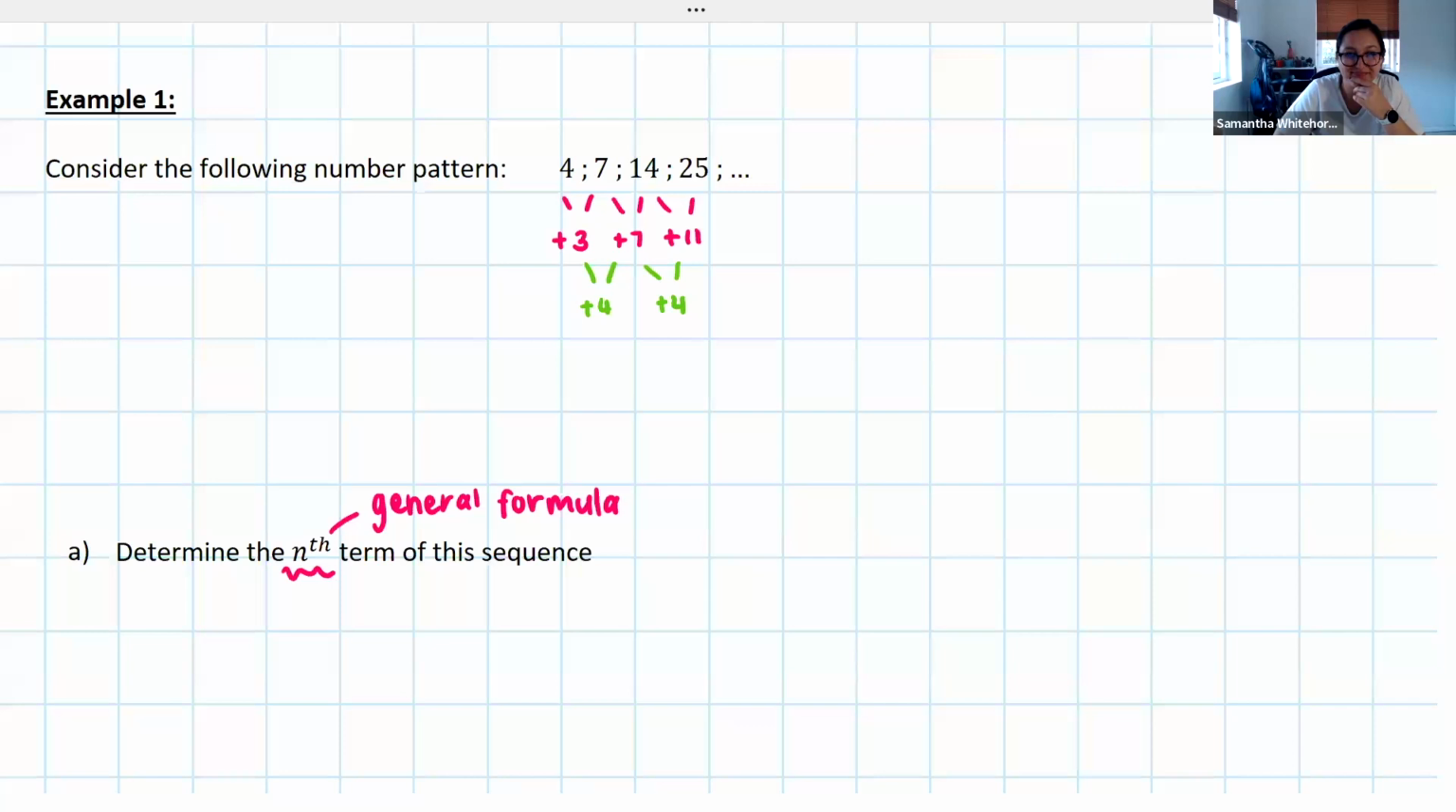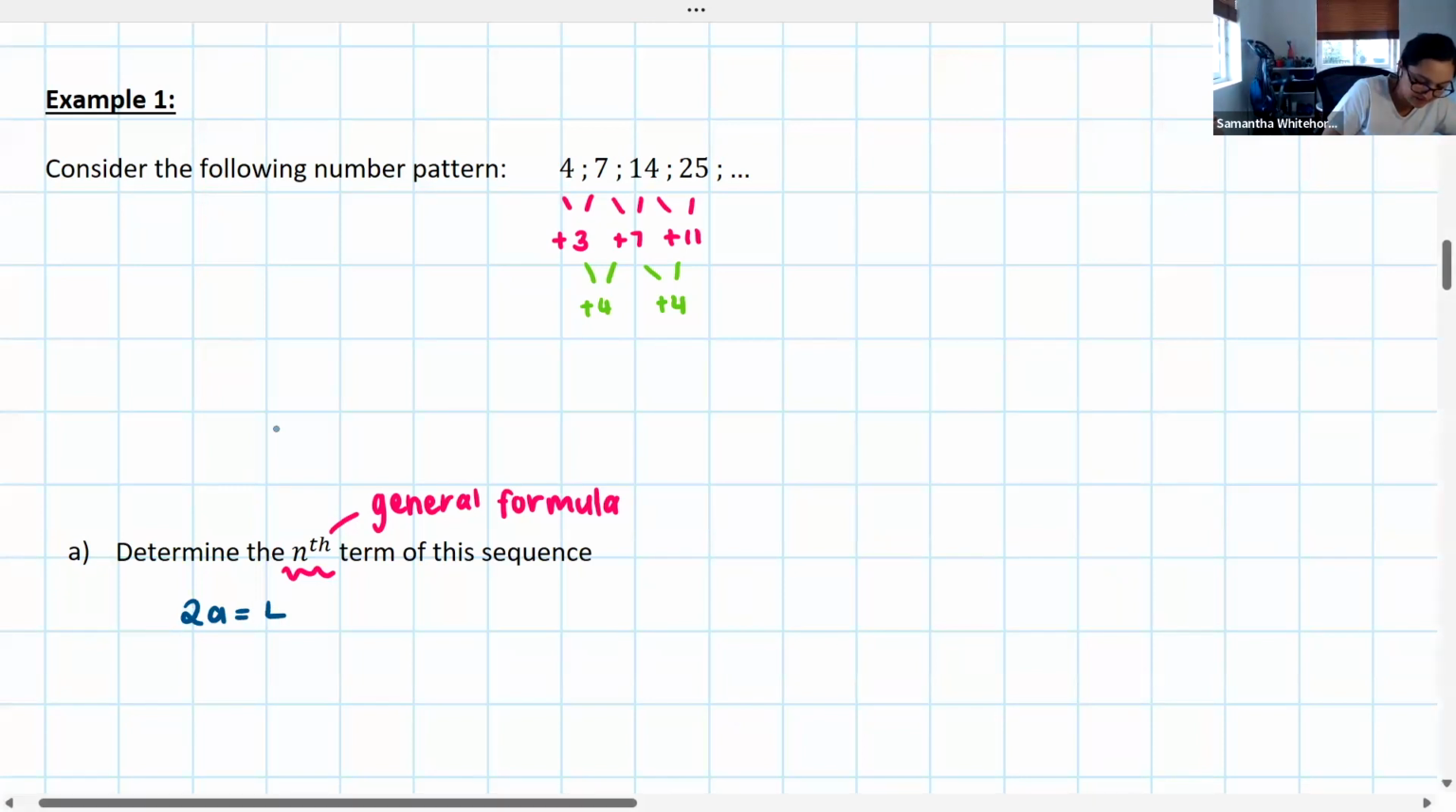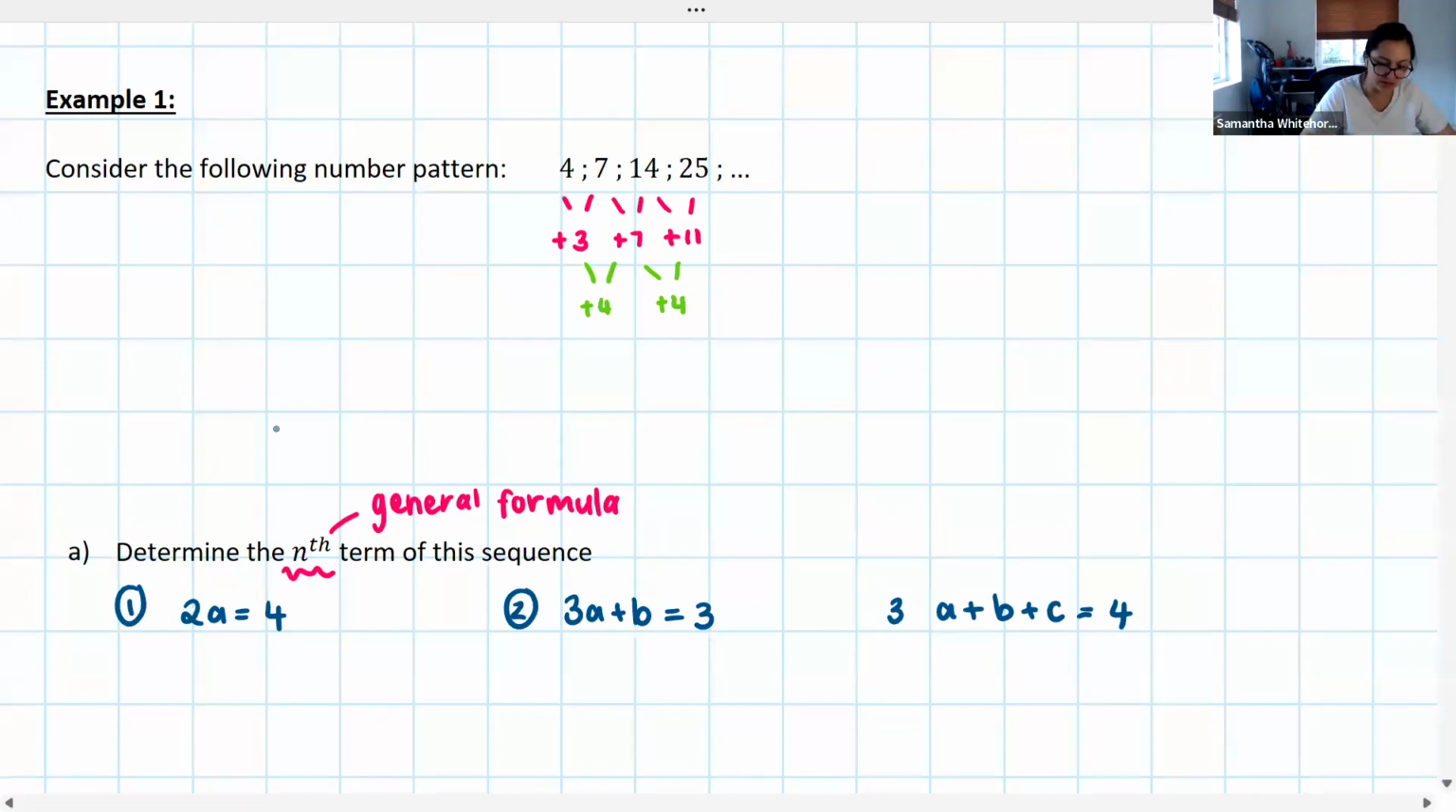For the second difference, it's going to be 2a is equal to 4. For the first difference, it's going to be 3a plus b. And then for the quadratic, it's going to be a plus b plus c. Awesome. Okay, so those are your 3 steps that you have to use in order to find your general formula.